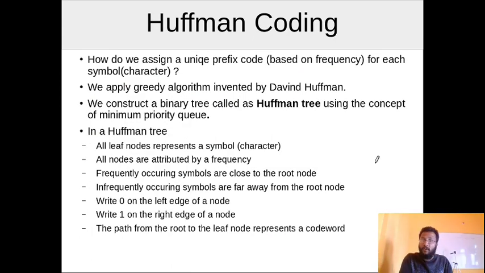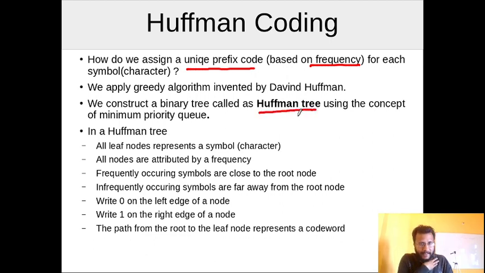Okay. Now, let us talk about Huffman coding. In Huffman coding we are supposed to identify a unique prefix code for all the symbols, based on the frequency. That means, the higher the frequency, the shorter the code length, and the lower the frequency, the longer the code length. So, you apply the greedy method invented by Huffman. Now, the idea is quite simple. We are going to make something called a Huffman tree.